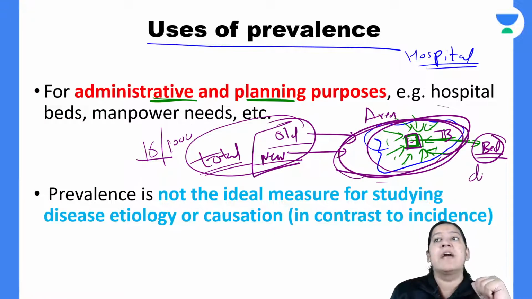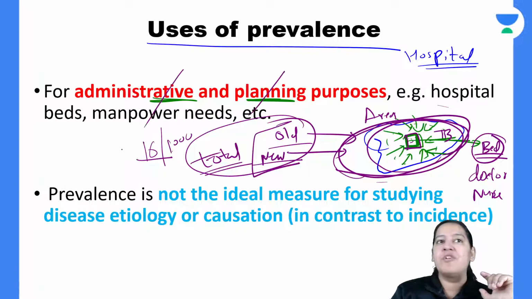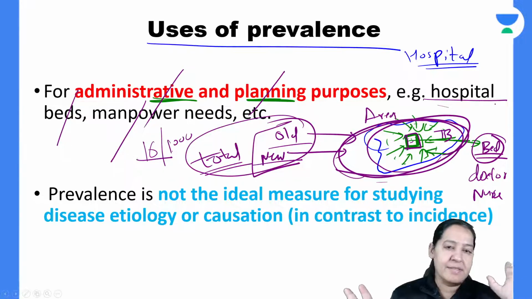Depending on that, you will decide your doctors' number. Depending on that, you will decide your nurses' number. So there is a proportion. So for planning and administrative purpose, how many beds and how much manpower a hospital needs, you need prevalence. You don't need incidence. Have you got it?